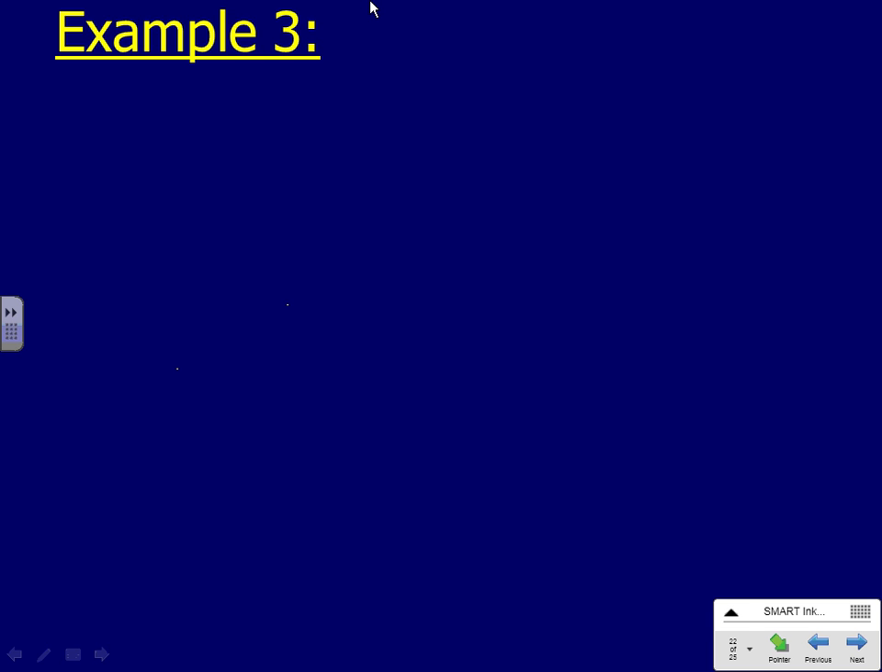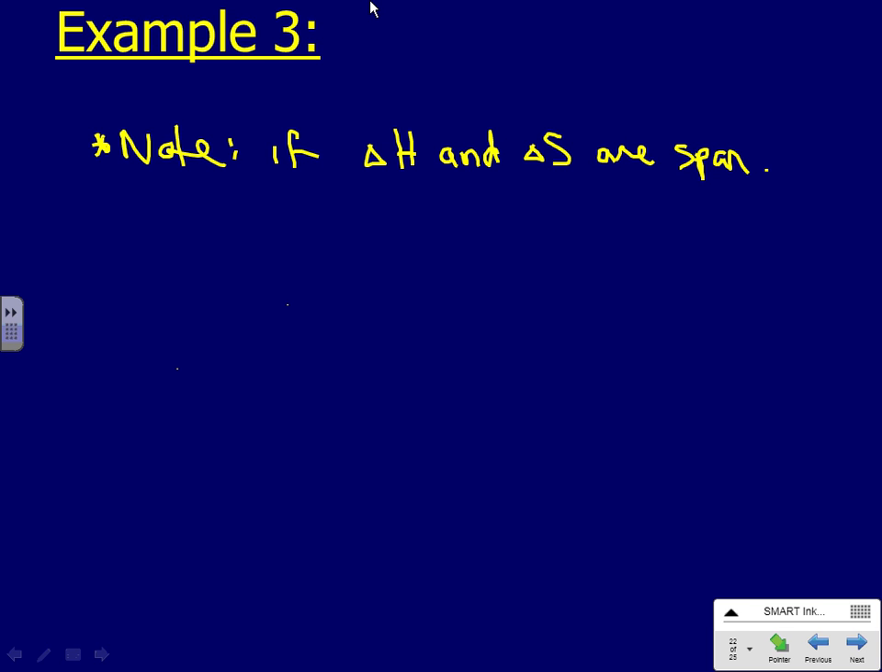I've given you 2 examples of where the signs are both negative and where the signs are both positive on how to determine when it's spontaneous or not. I just want to add something here. Note, it's not example 3. I'm not doing example 3. It just came up. Ignore it. I've changed my mind on what I'm doing here. If delta H and delta S are spontaneous, that means if the delta H is negative and the delta S is positive.